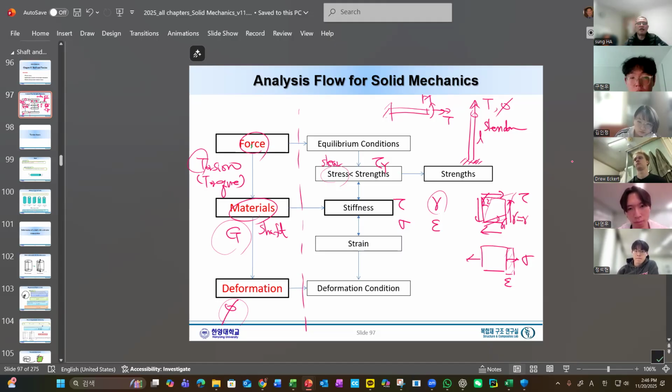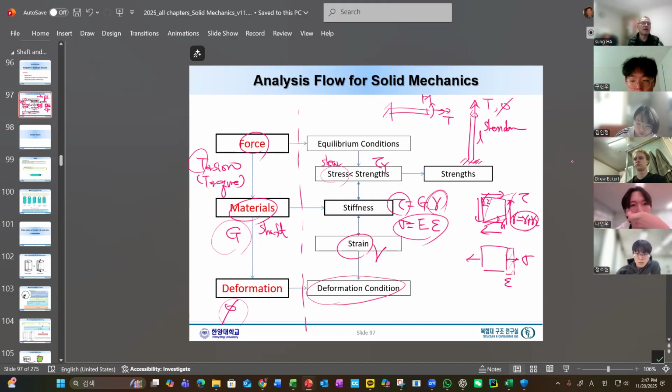Sometimes we change gamma 1 and gamma 2. So this is tau and gamma, and sigma and epsilon. This is an extension case, most likely a beam. A beam is nothing but tension and compression, but varying through the thickness. But torsion is shear stress and shear deformation, and the strain again is gamma, the angle change.